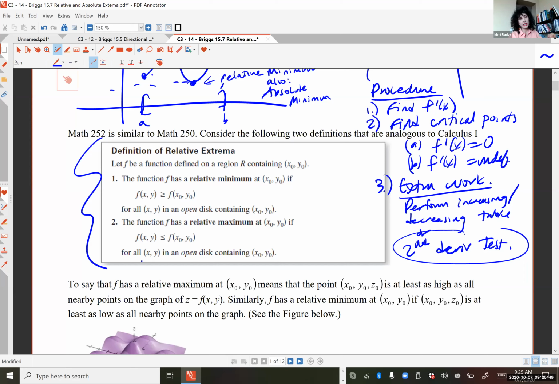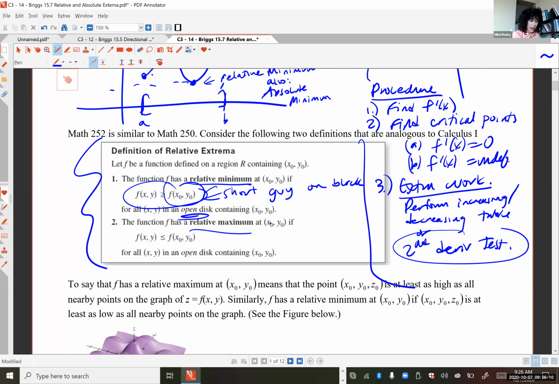Whoever had the highest y coordinate on the block was the max. And then similarly, instead of on an interval, we're going to look over a disk, if you will, or a region. So relative mins are the shortest guy on the block. And instead of intervals, again, it's an open disk. Okay. And then if you've got a max on your hand, well, see how it's greater than everybody else? So he's the tallest guy on the block. Okay. And that's the quick definition.